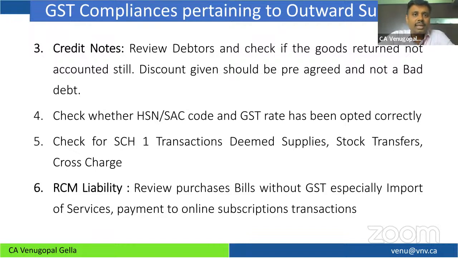Assessments by the department would always also look at what HSN you are charging. If you are using a wrong HSN, most likely you will also be adopting a wrong rate of tax. So you have to cross check that. The next thing you also have to see is whether the Schedule 1 transactions, which are deemed supplies, the stock transfers, have been applied or not. Is the cross charge done or not? That is also something you have to check.